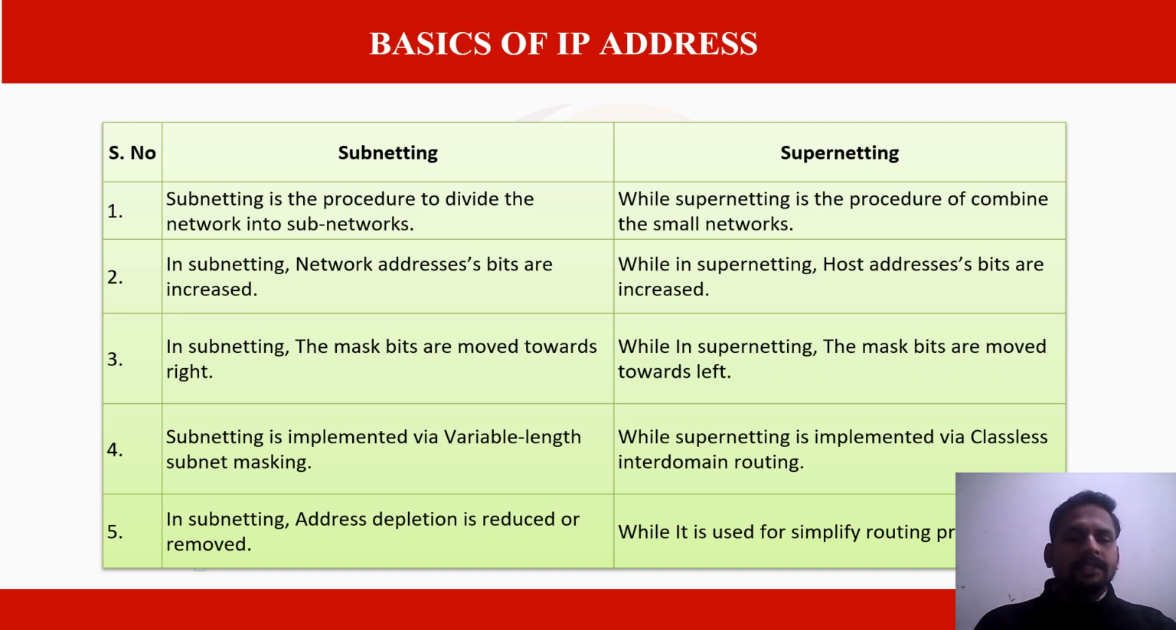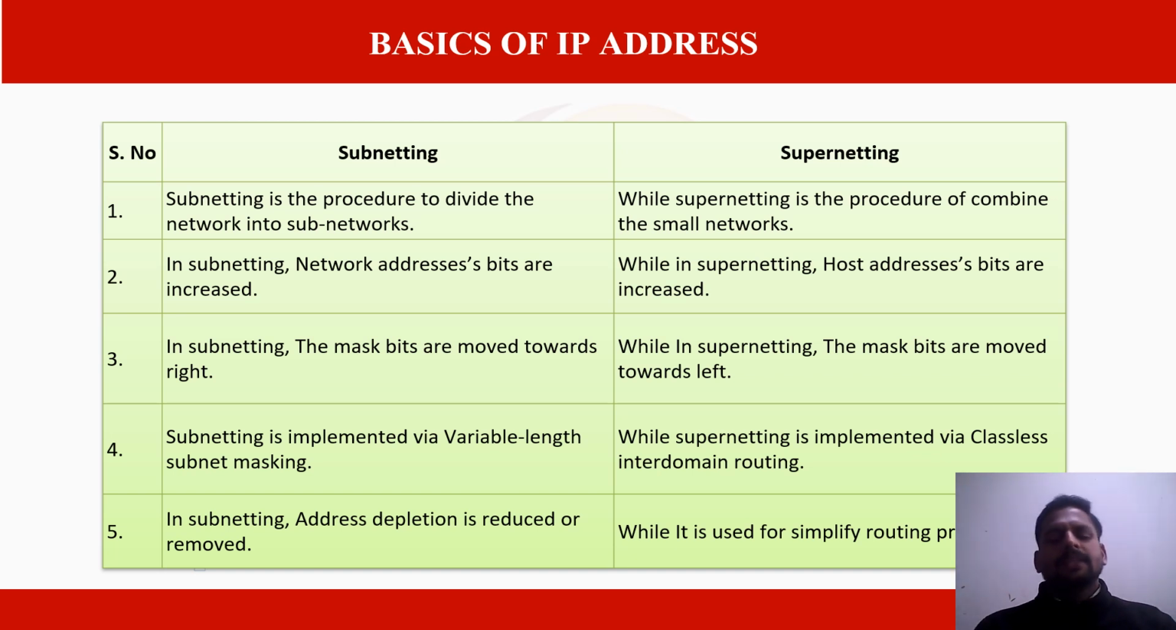And in the second point, in subnetting, network address bits are increased. So here you see, because we are borrowing the network bits from the host ID, obviously the network bits get increased. Okay, but in supernetting we are borrowing bits from the network ID, so automatically the host ID bits will get increased. That is what they are telling. While in supernetting, host address bits are increased because we are borrowing from the network part only. The third point, in subnetting, the mask bits are moved towards the right.